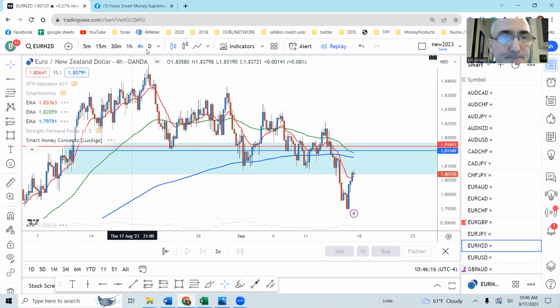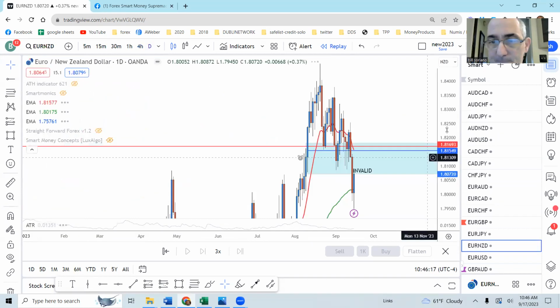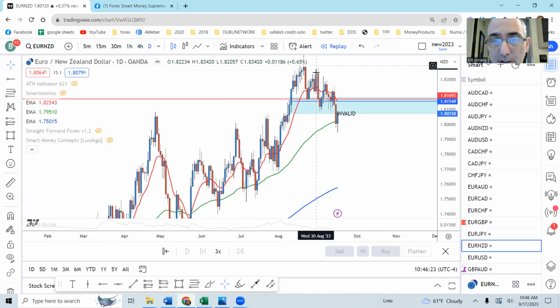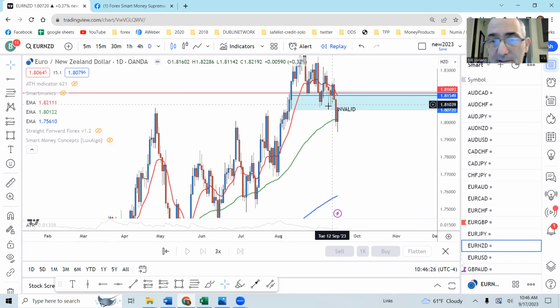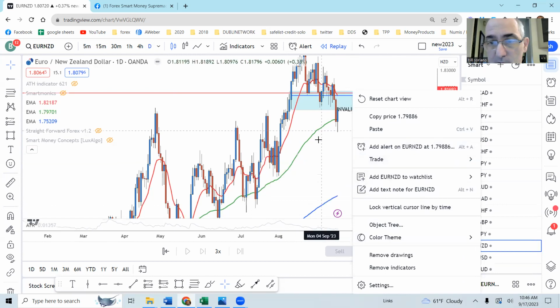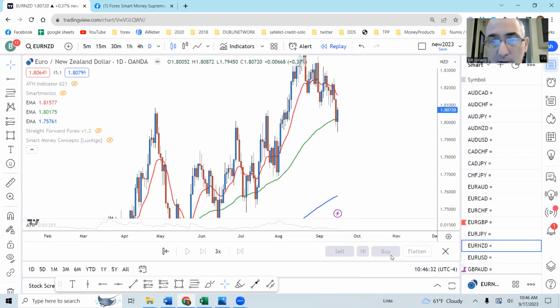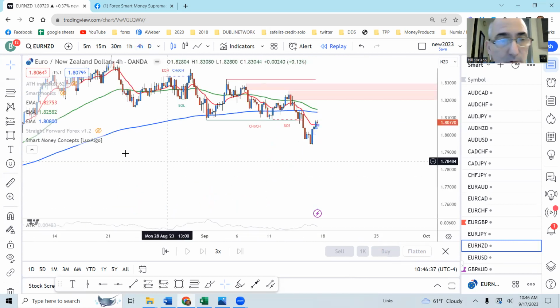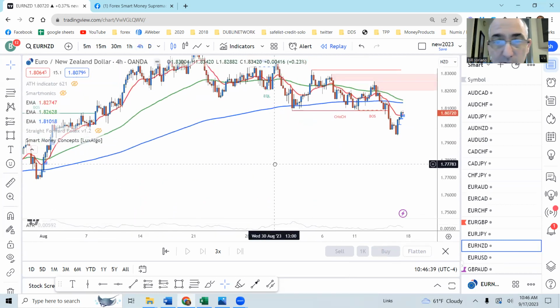EURNZD. This invalidated a zone here last week. It's bullish, right? We were looking to trade from this 4-hour order block here, but you can see it got invalidated, right? So there were no trade alerts on it. Nothing went off. It's just invalidated. And we will need to find an order block lower down here to trade from.